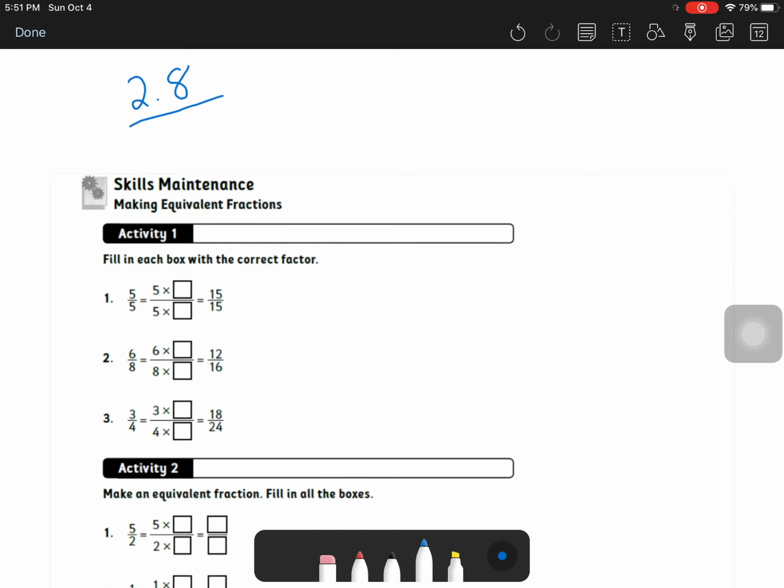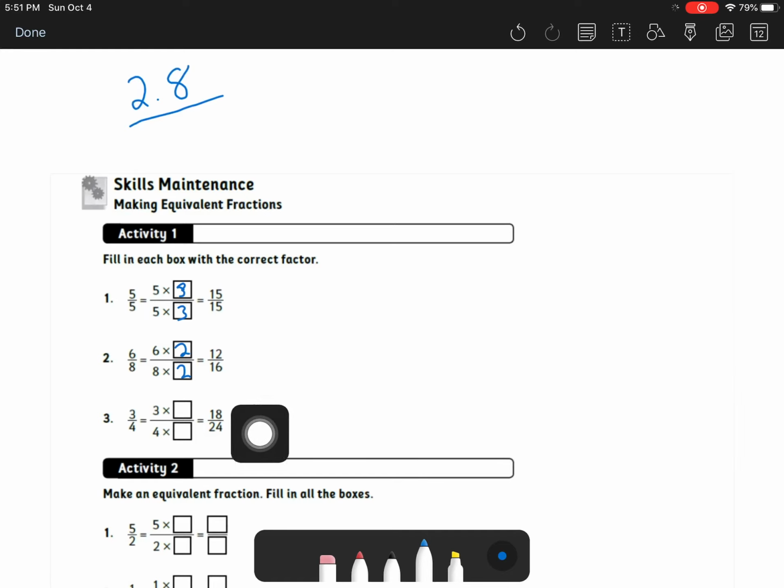Okay, so to review making equivalent fractions, we want to look at what they've given us, 5 over 5, and then we're going to multiply those 5s each by something to make 15s, and hopefully you know that that's going to be a 3. So we put 3 in each box. And next one, we got 6 over 8. We want to change the 6 to a 12, the 8 to a 16, so hopefully you know that you multiply each of those by 2. And remember, it's always the same number so that you make equivalent fractions. Multiply the same number on the top and on the bottom.